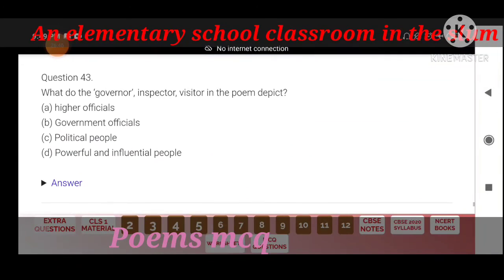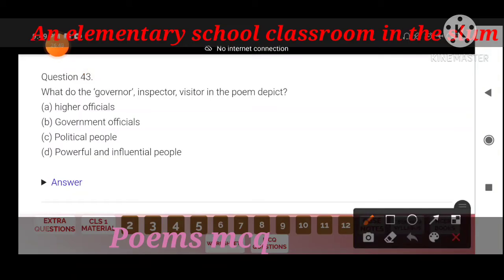What do the governor, inspector, visitor in the poem depict? Higher officials, government officers, political people, and powerful and influenced people. So definitely the answer is powerful and influenced people.